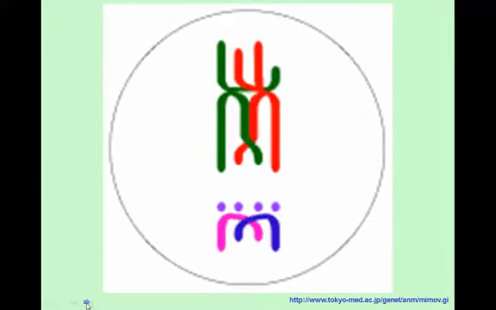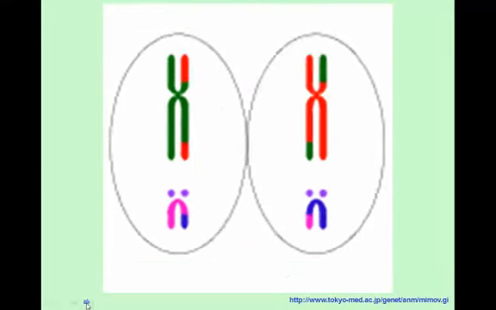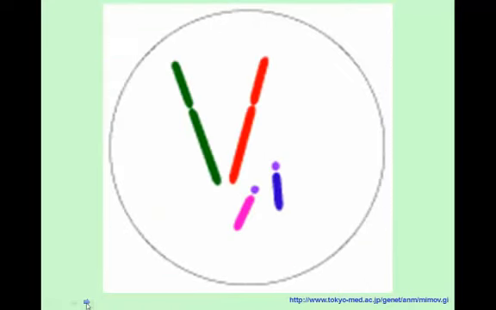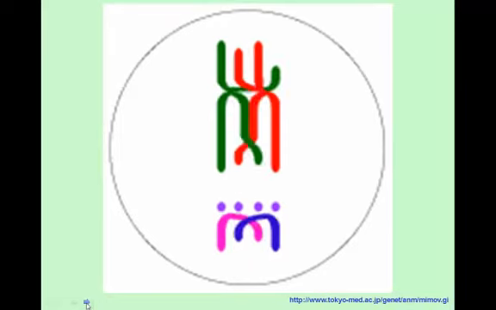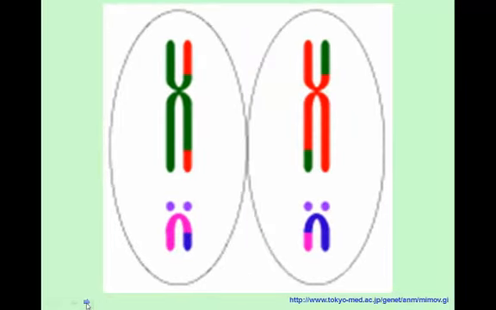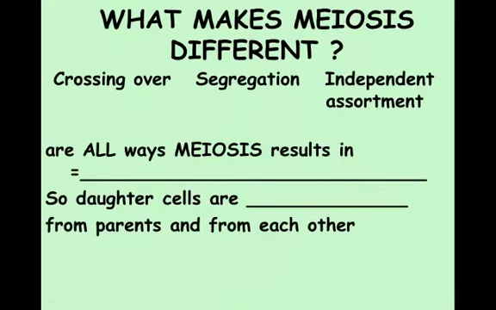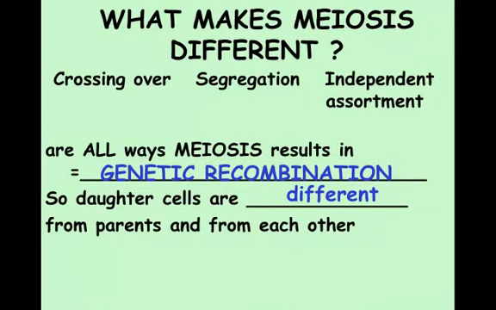And that's what meiosis does for us. We're going to get 4 daughter cells that have half the number of chromosomes. And the combinations of those chromosomes are mixed up. They're different. 4 daughter cells that are different. Okay, so meiosis, we're talking about making different cells. Crossing over, segregation, independent assortment, they're all ways of doing what we call genetic recombination. The daughter cells are different from the parent cell that we start with, and they're different from each other.